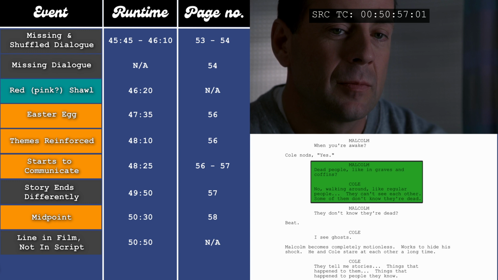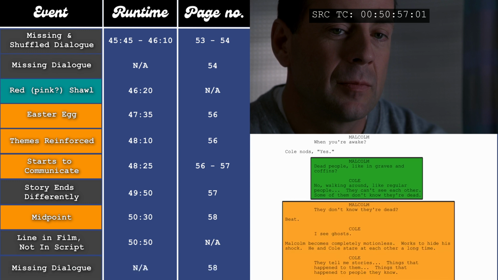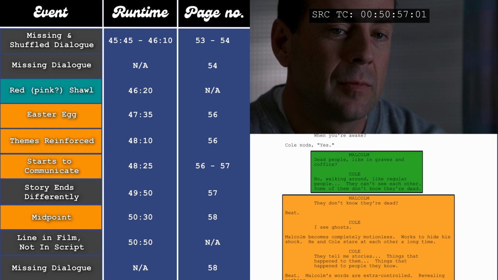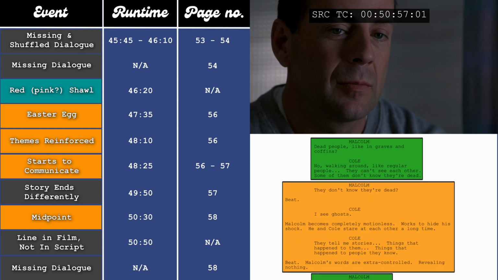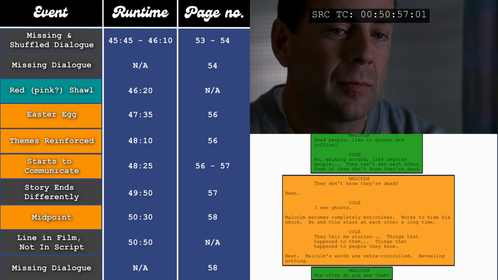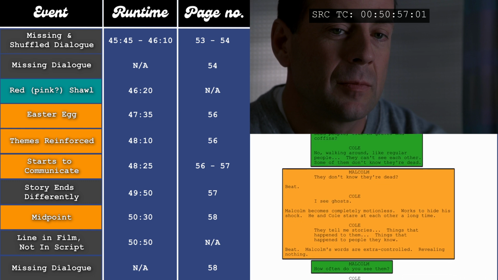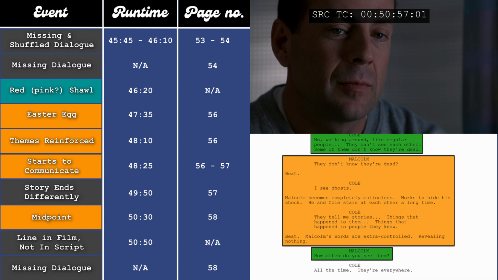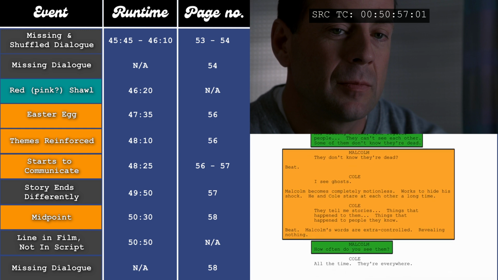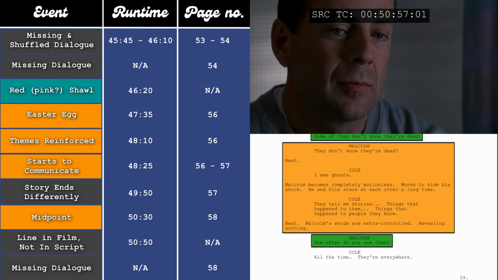So in the script, Malcolm repeats back the line, they don't know they're dead, then it goes on, and Cole says, I see ghosts. Malcolm becomes completely motionless, works to hide his shock. He and Cole stare at each other a long time. Cole, they tell me stories, things that happen to them, things that happen to people they know. Malcolm's words are extra controlled, revealing nothing. Malcolm, how often do you see them?